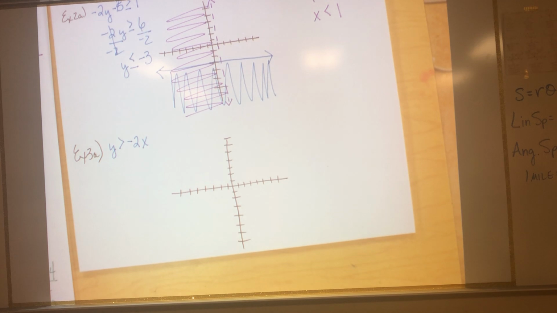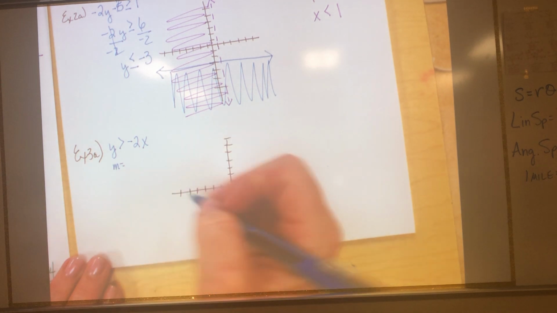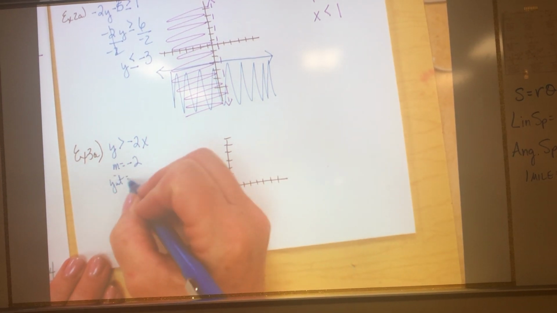So the first thing I'm going to do is solve for y. Well, that's already done. So then I'm going to write my slope and my y-intercept. Have I asked y'all to do that? Yes. Okay, I like it when you do that. I like it when you write your slope and your y-intercept. What is my slope? Negative 2. What is my y-intercept? 0.